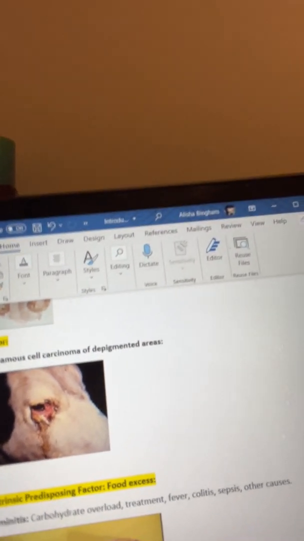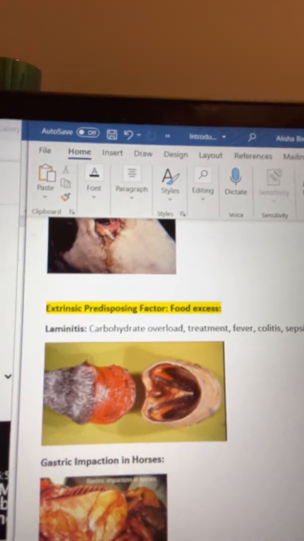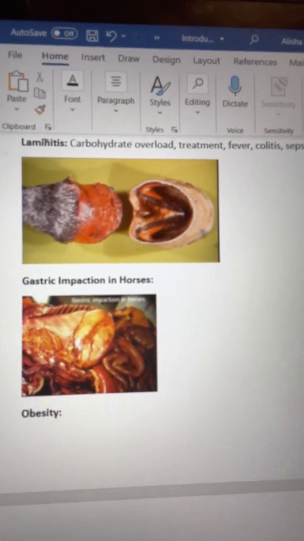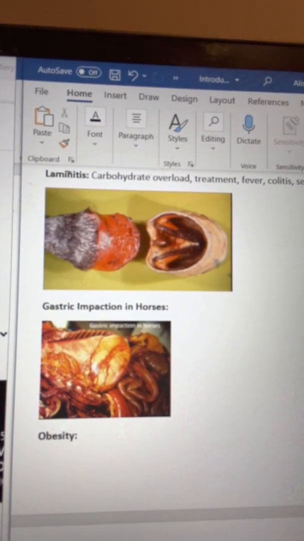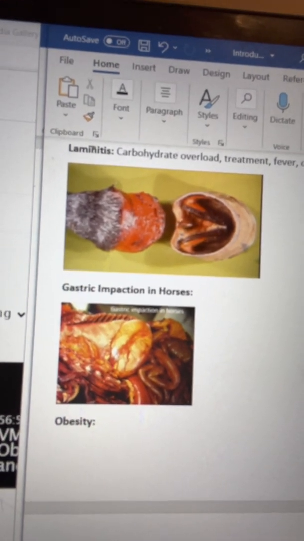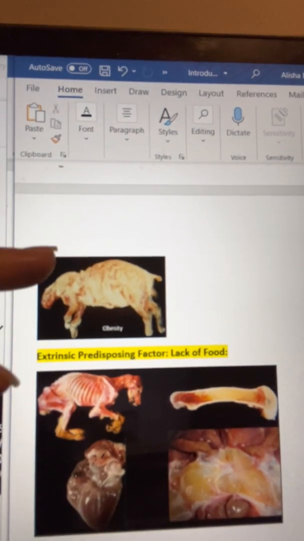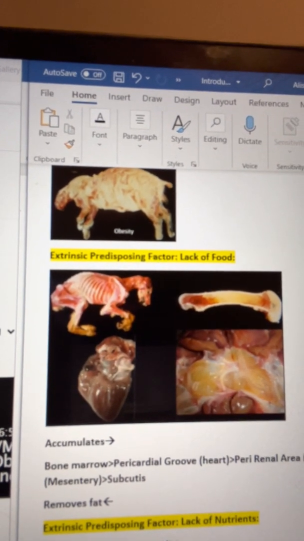And then now getting into extrinsic predisposing factors. So food excess, we have laminitis, which is carbohydrate overload, which includes fever, colic, and sepsis and other causes. We have the gastric impaction in horses. And then we also have obesity. And then extrinsic predisposing factor of lack of food.